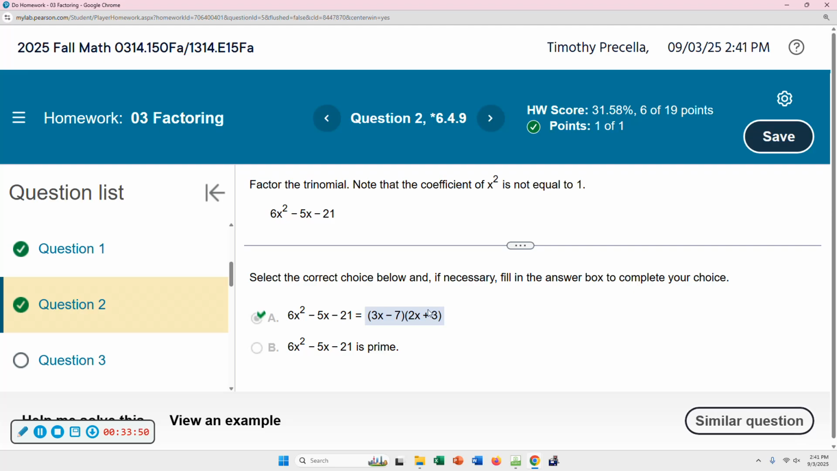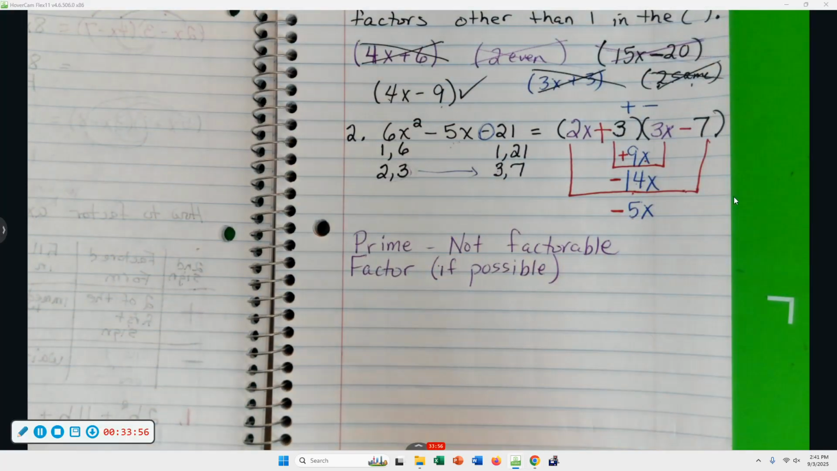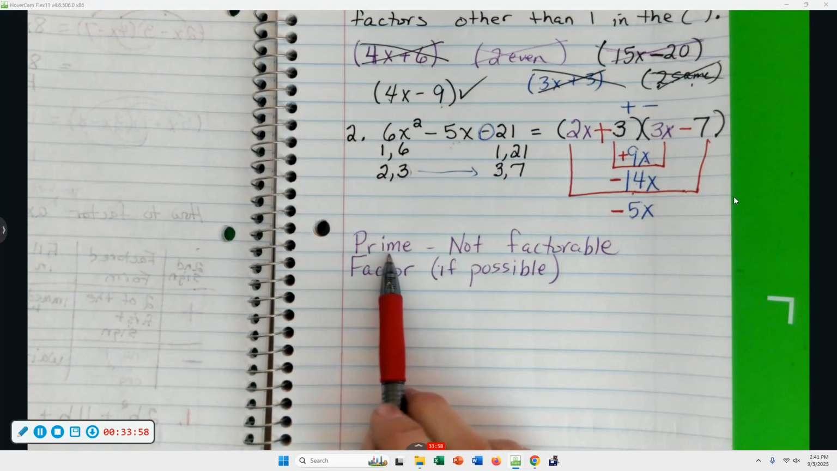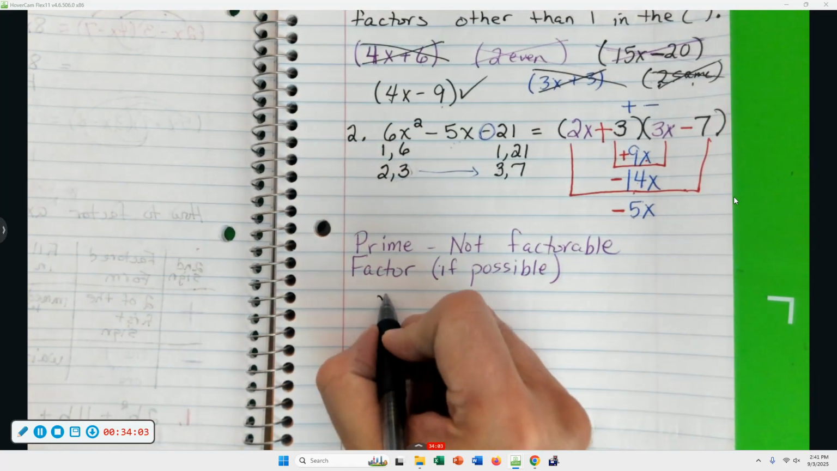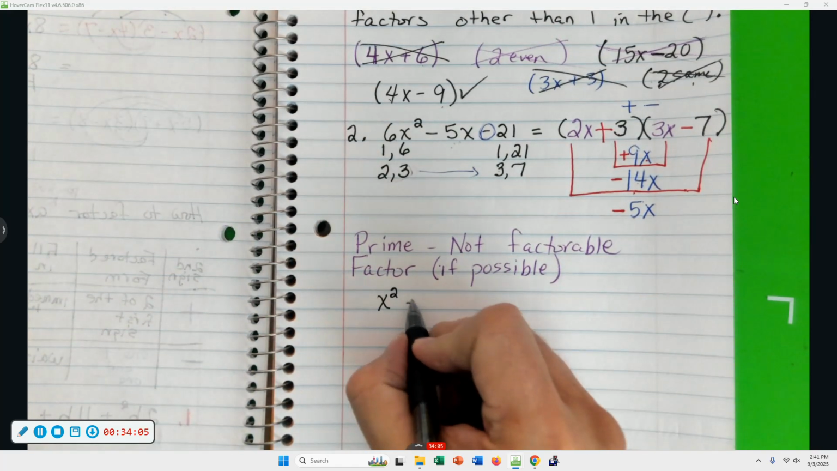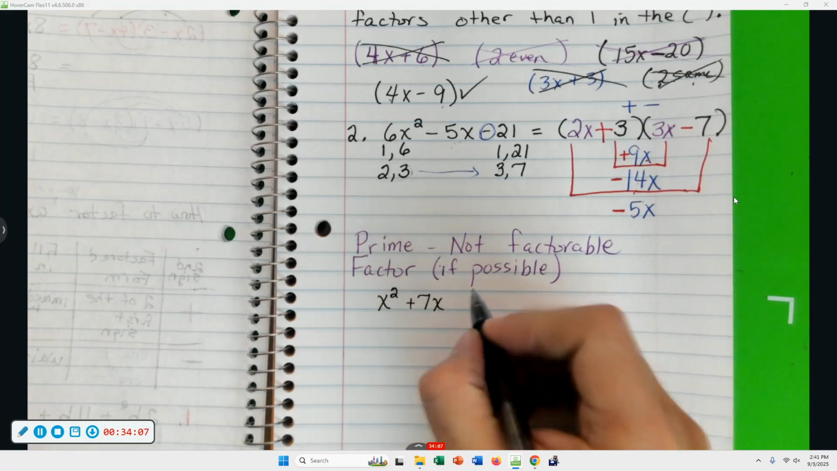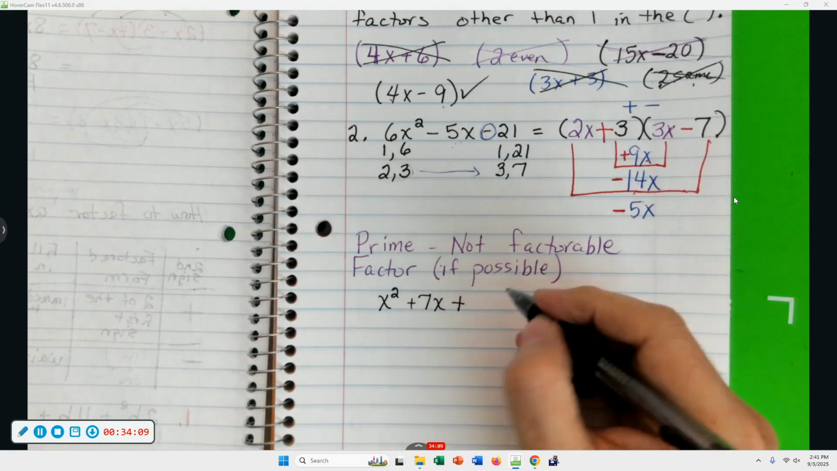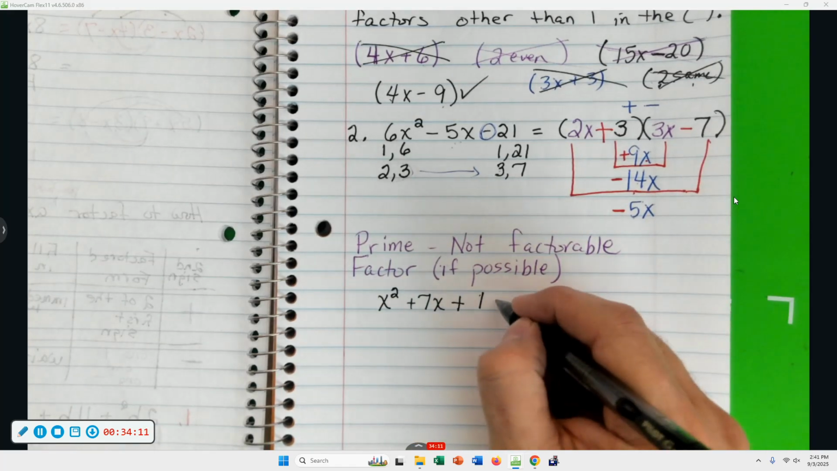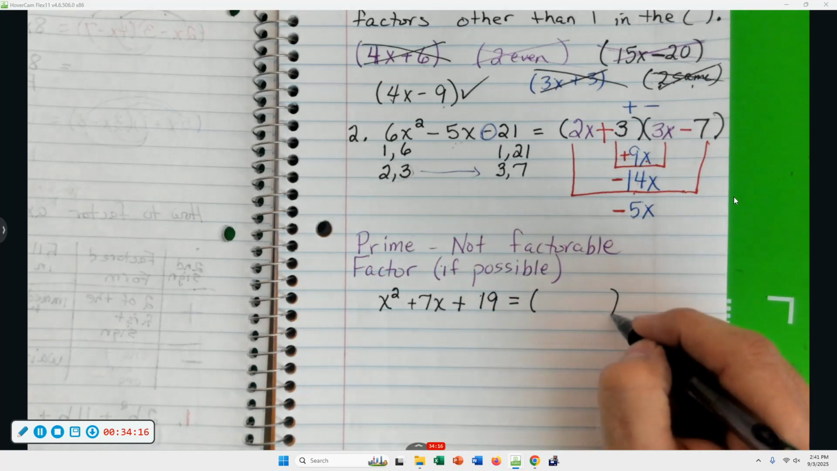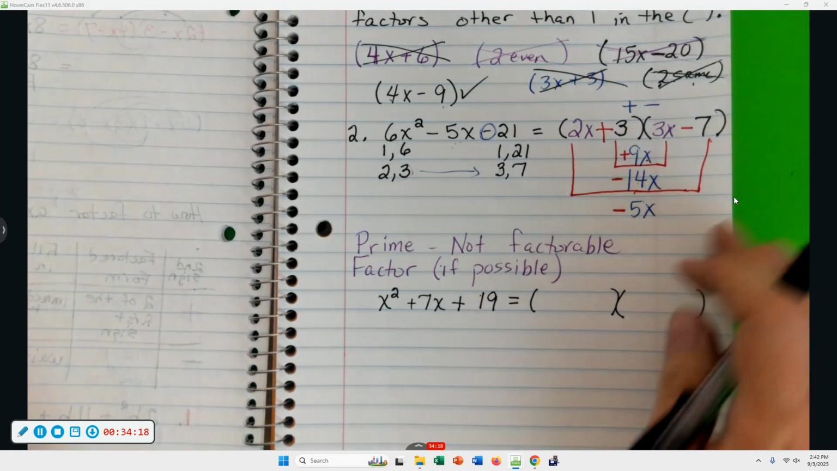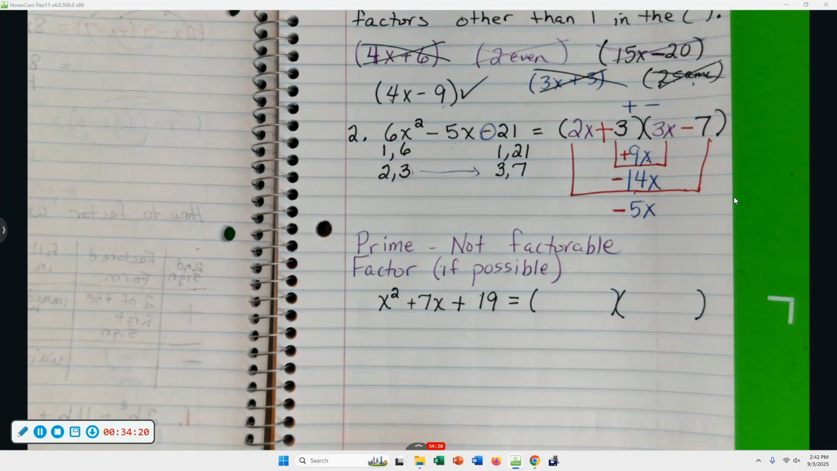I want to write something down, just so you'll see an example of a prime trinomial. Suppose we had this, x squared plus 7x plus 19. Could we do what we just did? Get the two sets of parentheses.